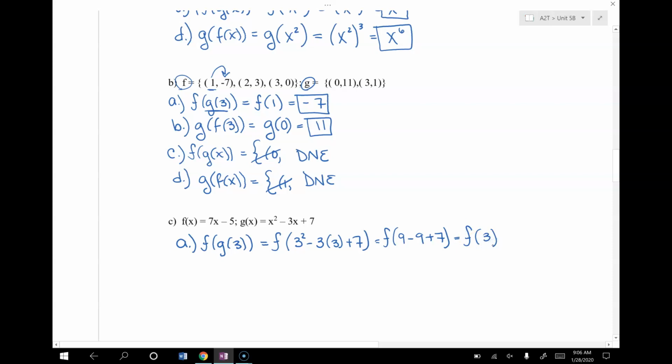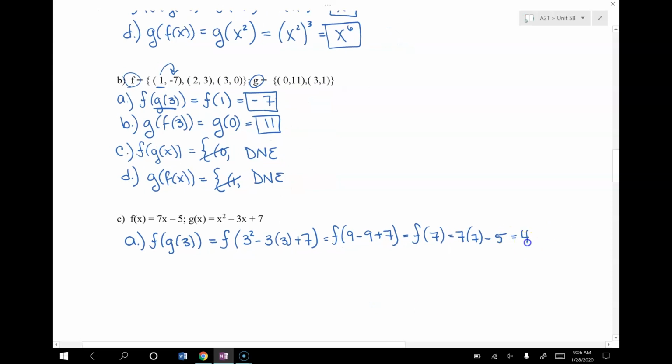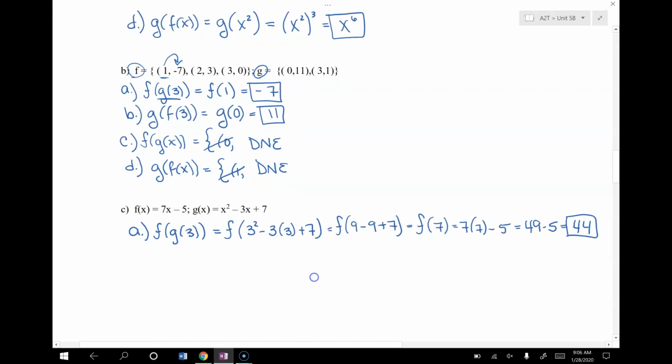which means now I'm going to evaluate f. Wait, why did I write 3? There we go. So now I'm going to evaluate f of x when x is 7. That means we would have 7 times 7 minus 5. 7 times 7 is 49 minus 5. It evaluates to 44. Always work from the inside out. Okay, so working in the other direction as the directions are asking us.